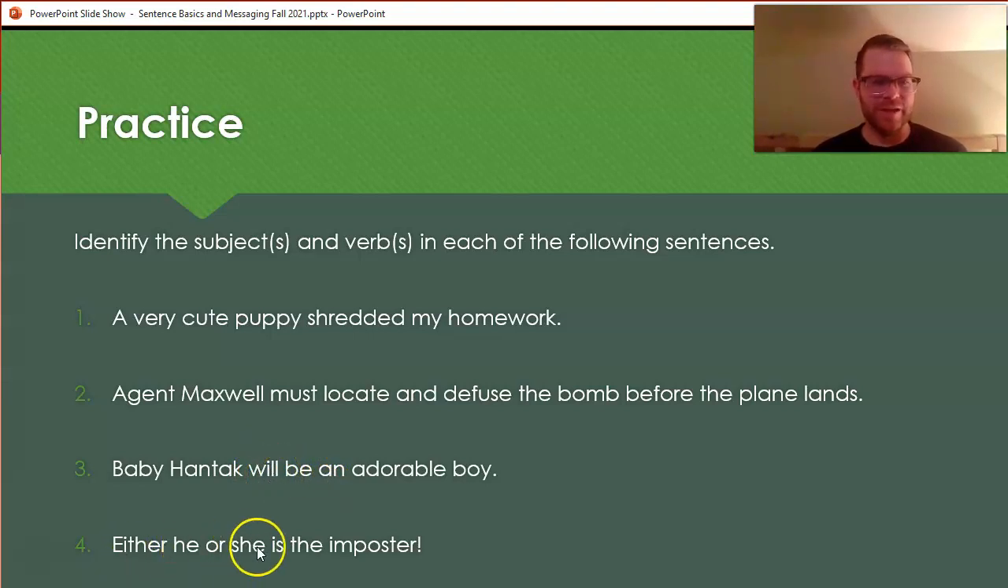And the fourth one, either he or she is the imposter. I've got my linking verb is there, but there are two subjects. We have he and she. They're just connected by that conjunction or. So we have two subject pronouns, he and she. The verb is. Again, if I drop subjects or verbs from any of these sentences, they fall apart. Those are necessary building blocks for sentence writing.